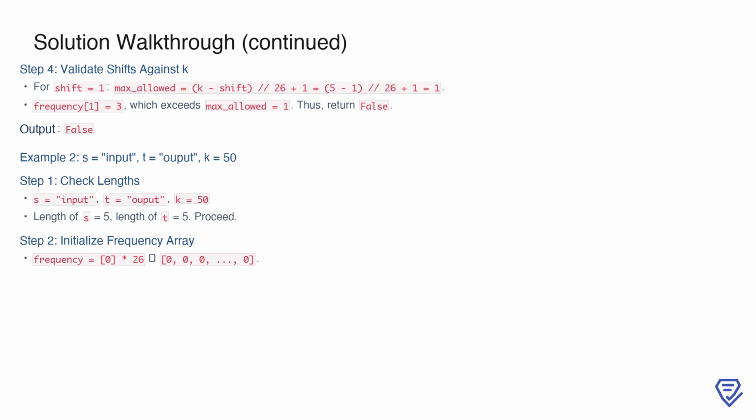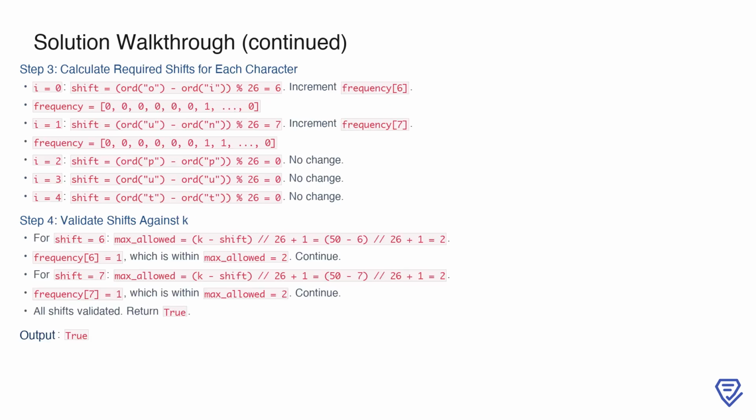Moving on to the second example, with s equals input, t equals output, and k equals 50, the process begins in the same way. The lengths of both strings are equal at 5, so we proceed to initialize the frequency array with 26 zeros again. In the second example, we calculate the required shifts for each character. For the first pair, s[0] equals i and t[0] equals o, the shift is (ord(o) - ord(i)) % 26 equals 6, so we increment the frequency at index 6.